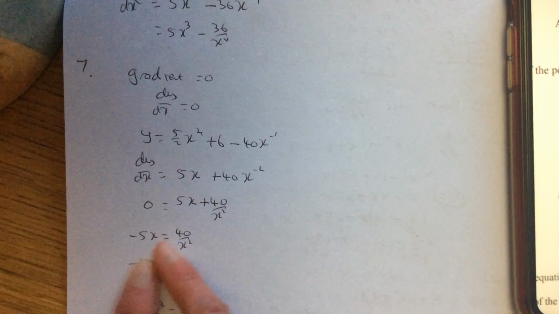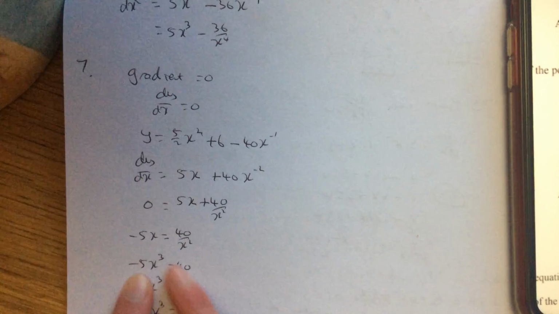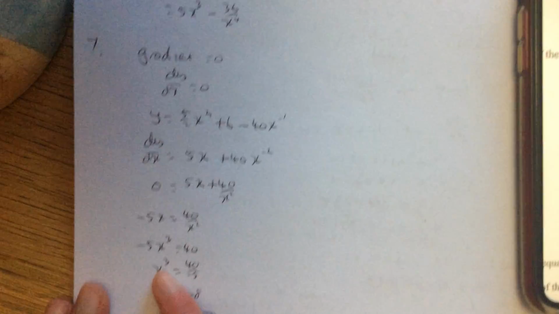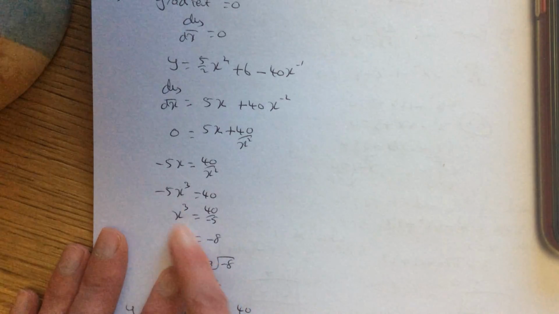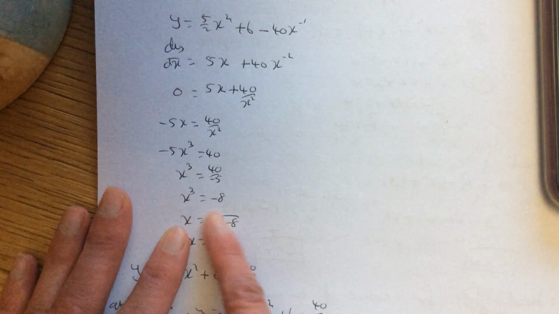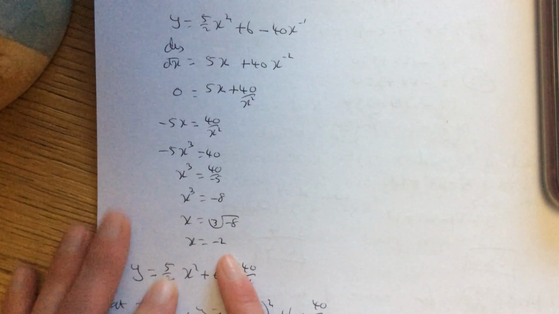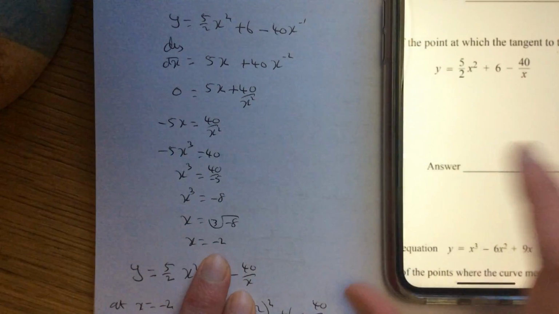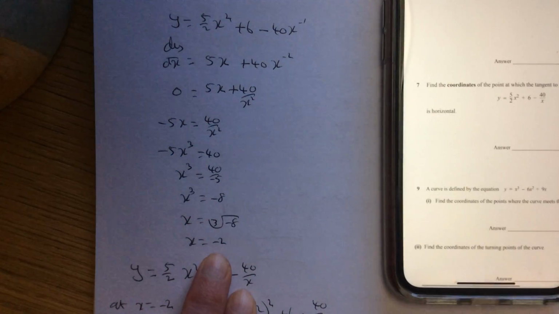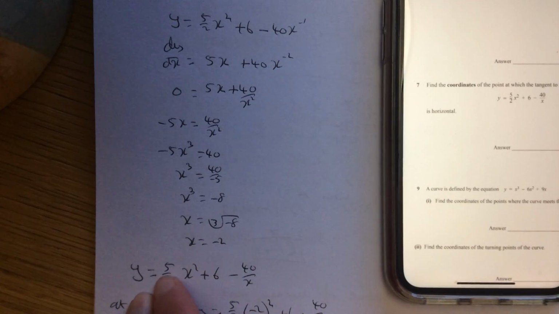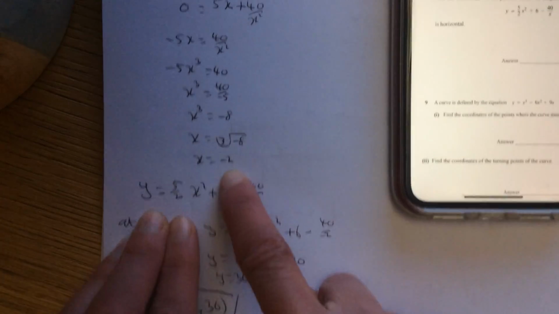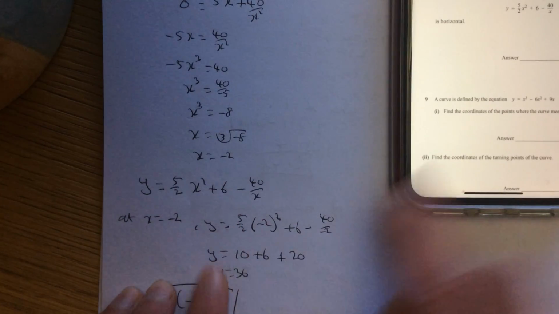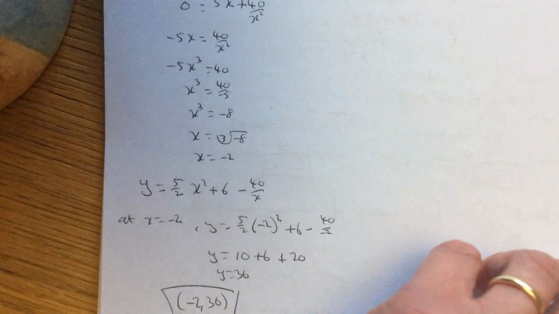Move your 5x over. Move your x squared over. I brought the 5. That 5 is multiplying, so over it becomes a division. Bring your opposite of cube, which is cube root, and you've got your x value. The question asks you to find the coordinates of the point. See that's in bold? So you've got your x, you've got to work out your y. So just put your x into your y equation, and that gets you your y value. And always give coordinates with x first and then y.